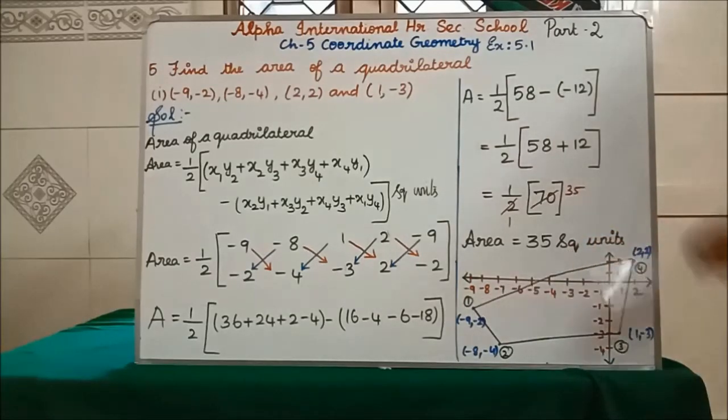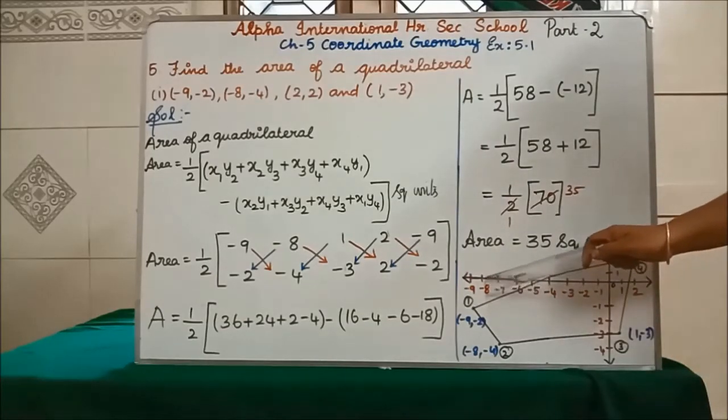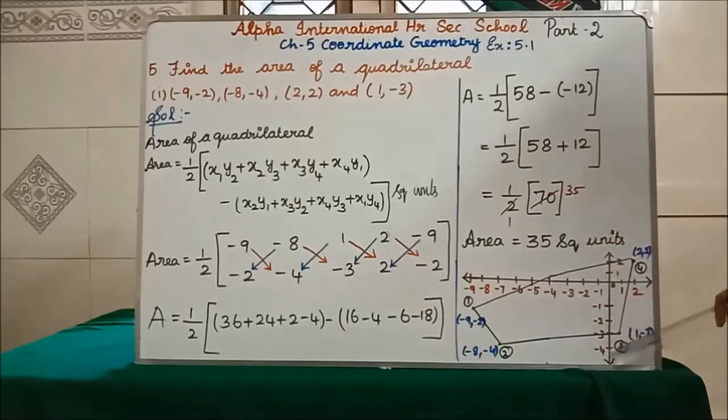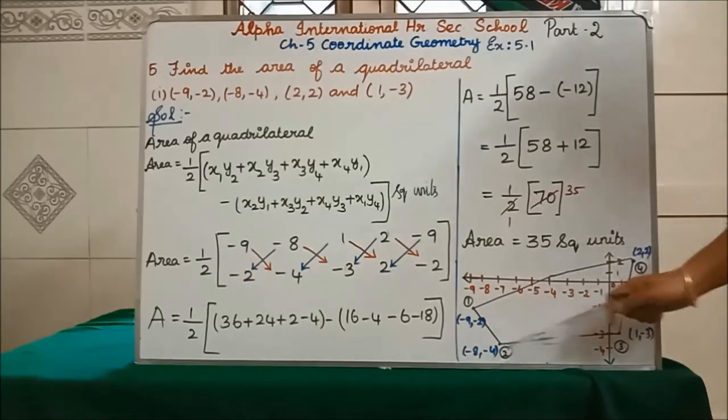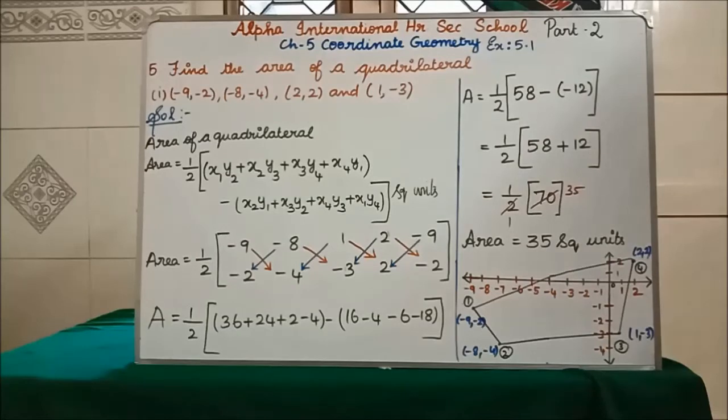Okay, now the second point is what? Minus 8 comma minus 4. In the x-axis minus 8 is here. In the y-axis minus 4 is this. So you keep the dot, minus 8 comma minus 4. Then the third point, I have written as 2. Third point is what? 2 comma 2. 2 comma 2, both are positive. It will come in the first quadrant. Positive 2 in the x-axis, positive 2 in the y-axis. So you keep the dot, write 2 comma 2. But I have written it as fourth. Why, I will tell you now.